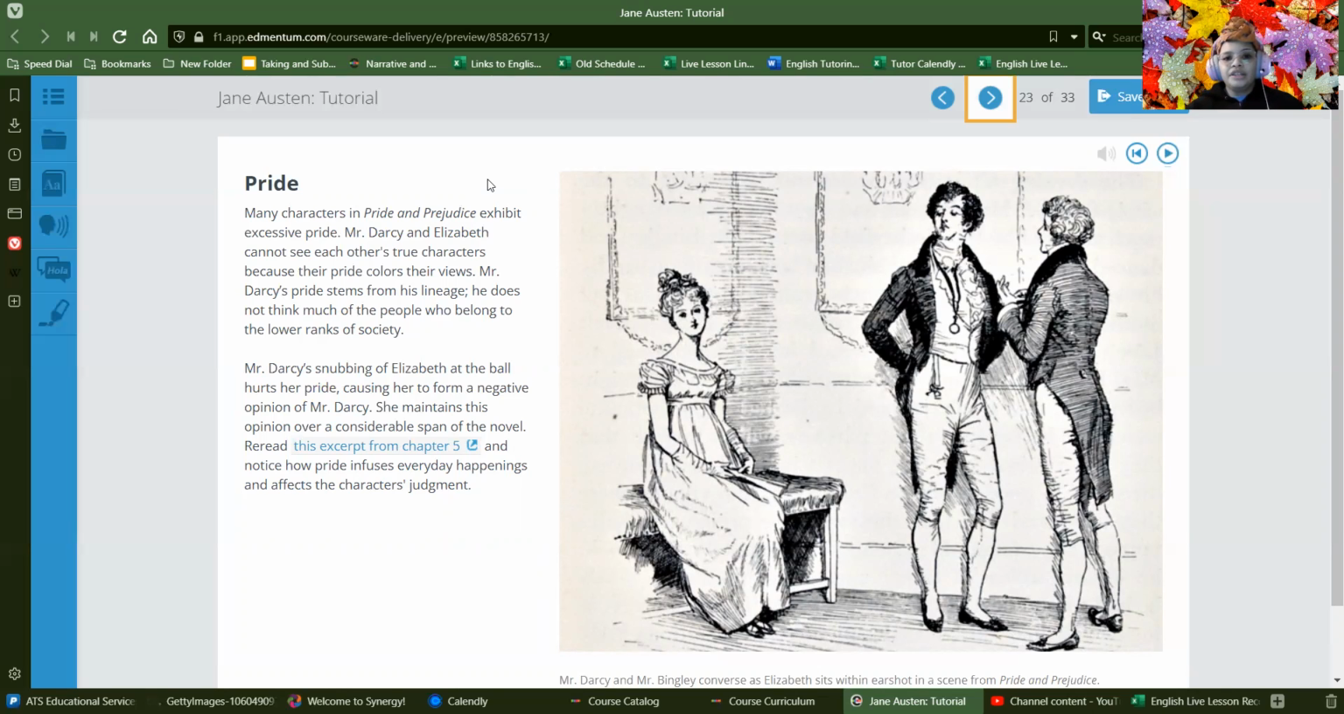Mr. Darcy's pride stems from his lineage. He doesn't think much of people who belong to the lower ranks of society. So he's from the Pemberley estate. He's worth a lot. And he just sort of assumes a lot of things about people who are in classes underneath his, even though she's still part of the landed gentry. Her father still makes a decent amount of money, but not as much. And he just assumes awful things about how people who are beneath him work.